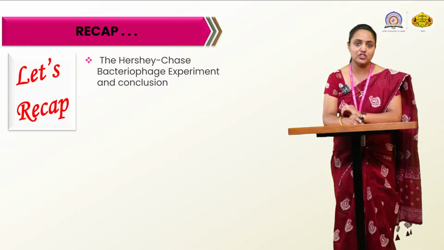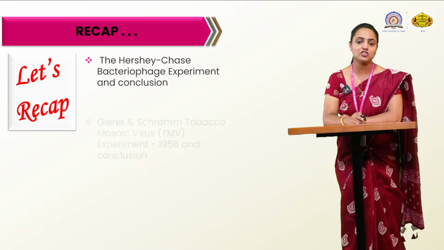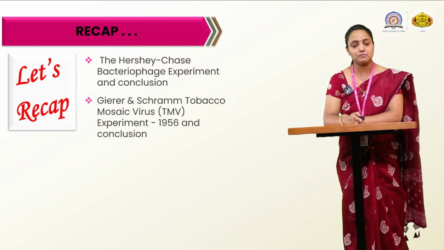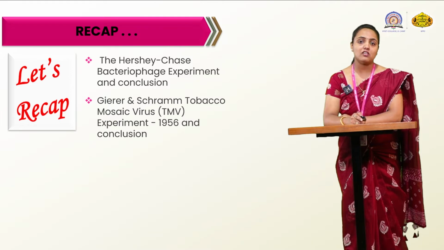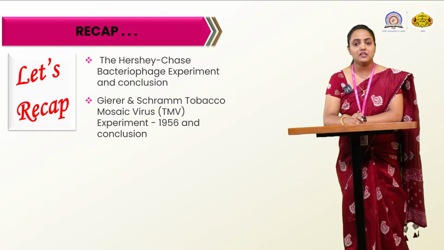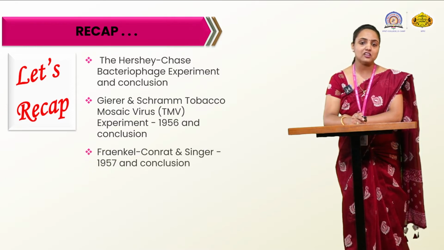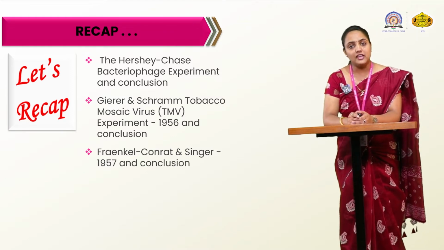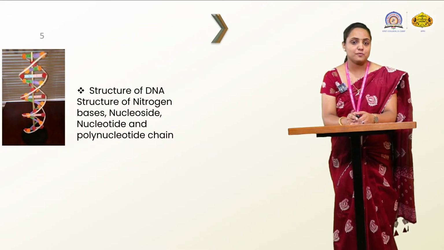We have seen the Hershey-Chase experiment which was done on the bacteriophage. We have seen its conclusion also. Later on we saw the experiment on the plant virus, that is the TMV virus. The experiment was carried out by Gierer and Schramm, and they concluded that experiment in 1956. We have seen that experiment and its conclusion also. Franklin, Conrat and Singer also carried out an experiment on a plant virus, after the experiment on TMV, in 1957. We have seen its conclusion also.